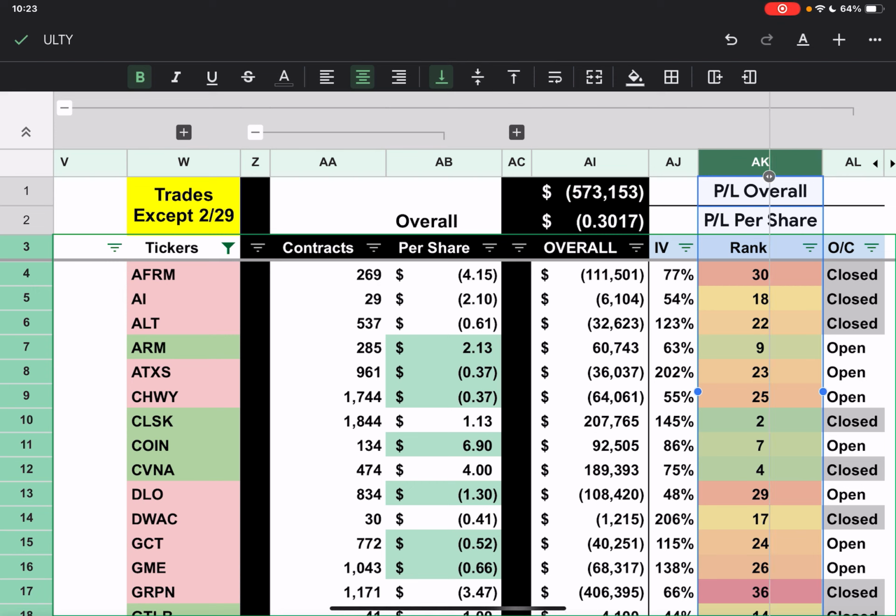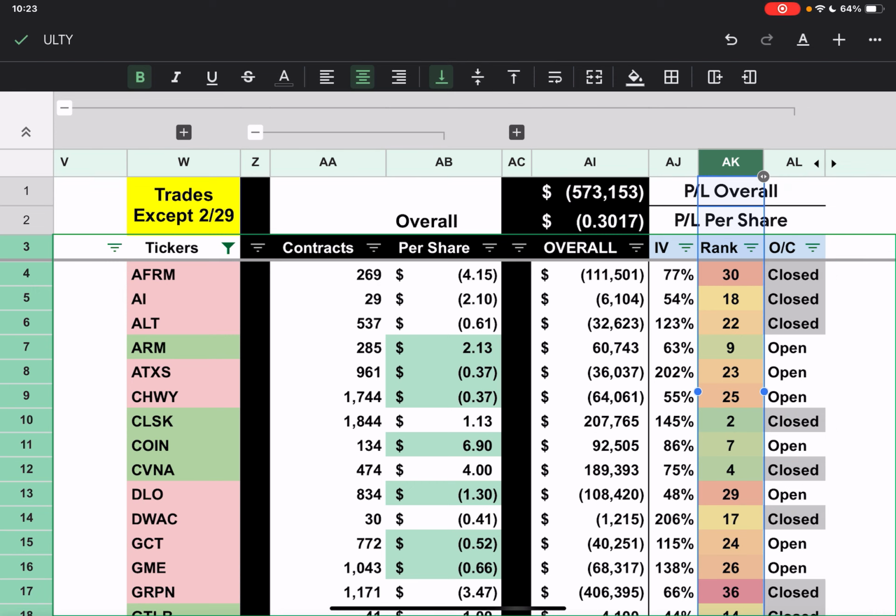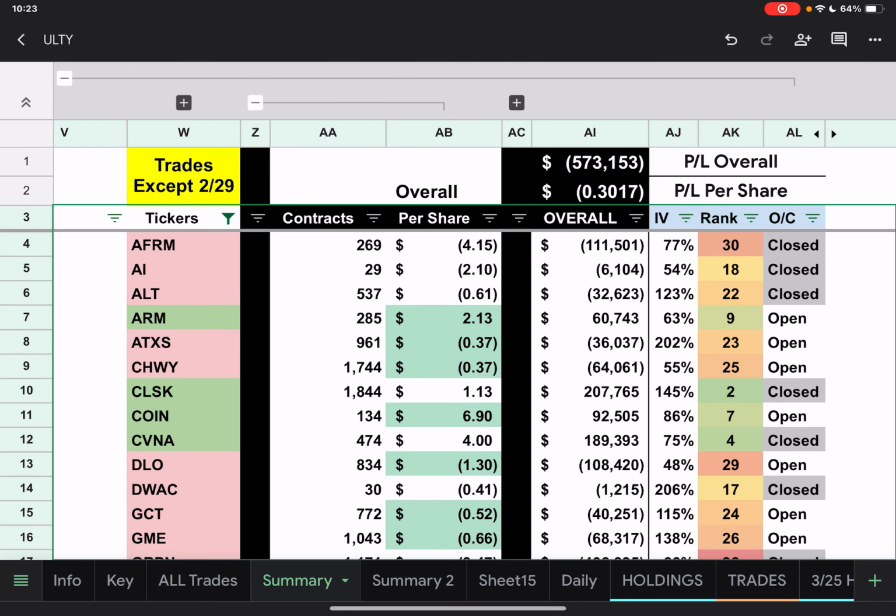Yeah, I don't say ranking based on overall, probably because I didn't want to make the header so big, but it's saying, looking at everything in the column AI, and it's ranking them on best to worst.